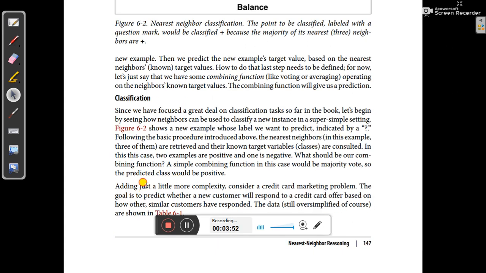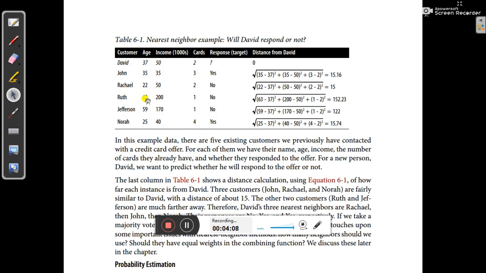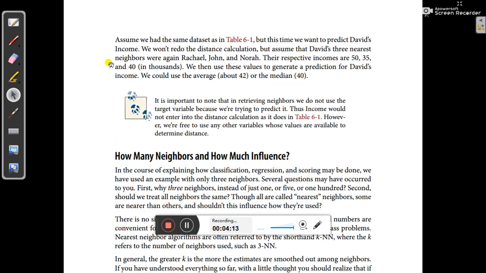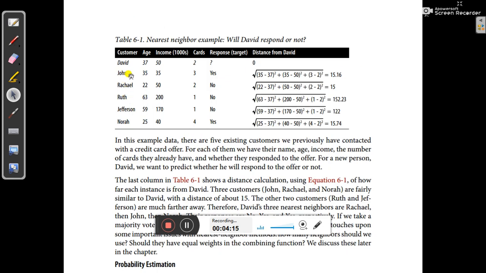Adding just a little more complexity, consider a credit card marketing problem. The goal is to predict whether a new customer will respond to a credit card offer based on how other similar customers have responded. That data is shown in Table 6.1. So this is the data. Here the data of David is this one, data of John is this one, Rachel is this one, like that. Age is this, income is this, how many cards they have. We don't know the response of David, but we know the response of John, Rachel, Ruth, Jefferson and Nora.